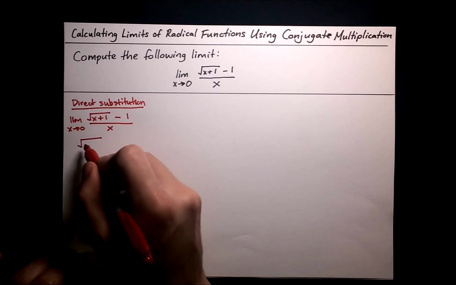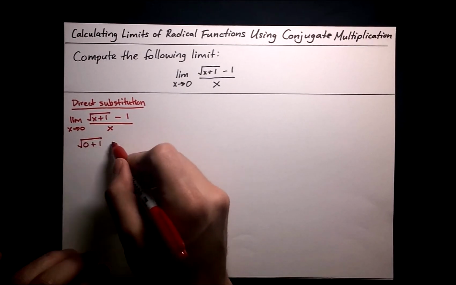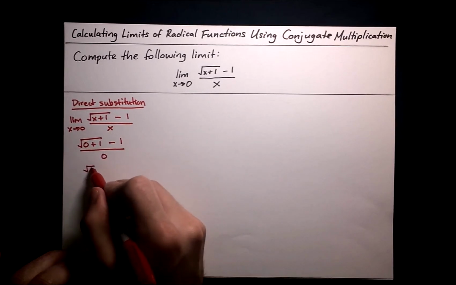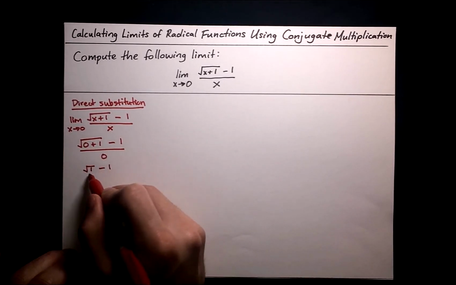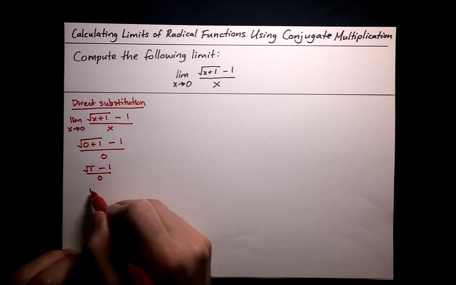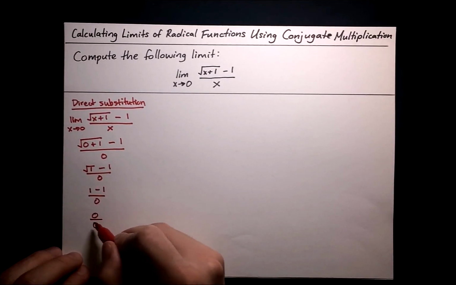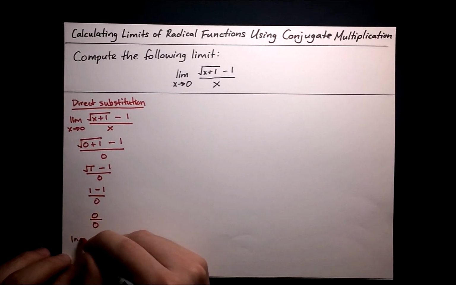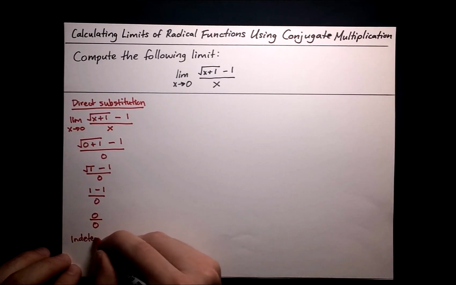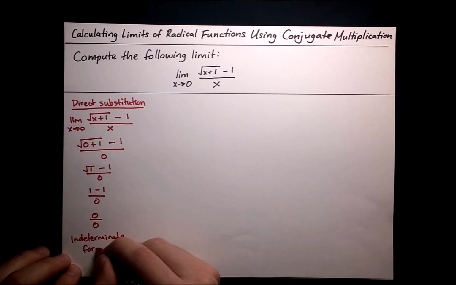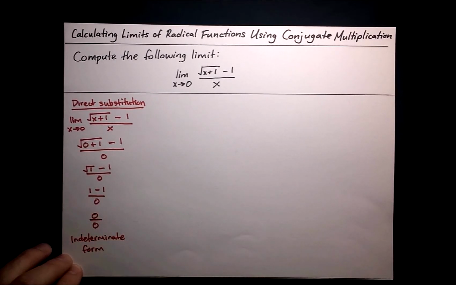Let's see. Square root of 0 plus 1 minus 1 over 0. So square root of 1, then minus 1 over 0, which is just 1 minus 1 over 0, which takes the form 0 over 0. So that is indeterminate form. Alright, so unfortunately direct substitution didn't help us very much.